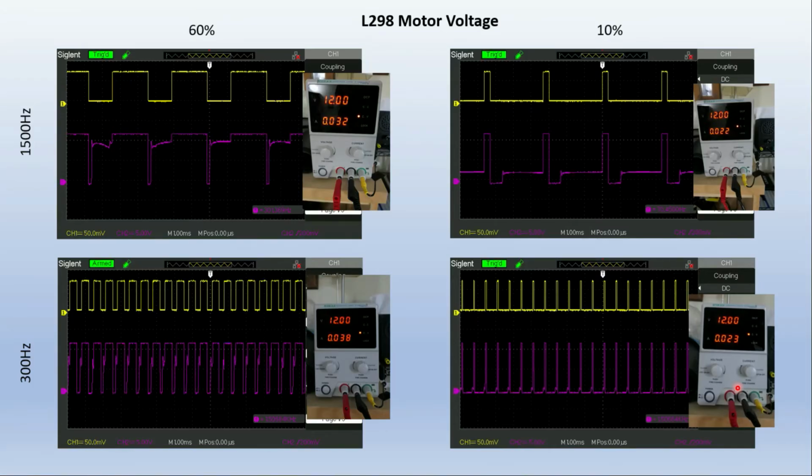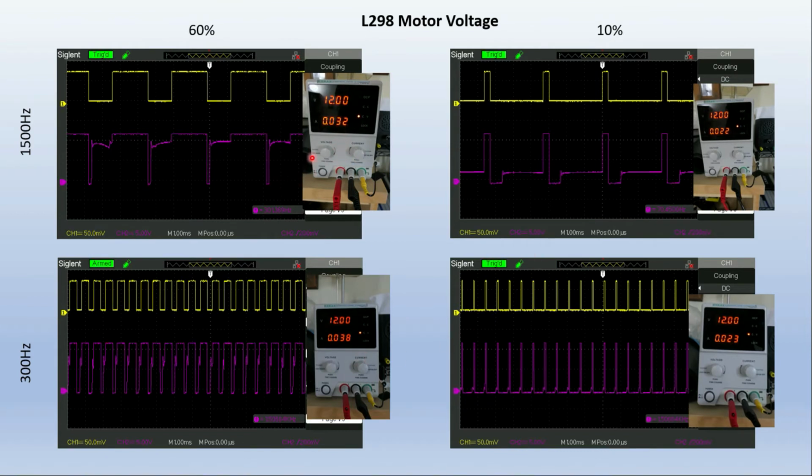So the results of this. First, let's have a look at the L298 controller. I ran them at 1500 hertz and 300 hertz, and in this case I was looking at 60% duty cycle and 10% duty cycles, looking for the differences. Some of the things to look at here: I was looking at the power consumption across the motors using just my power supply meter.